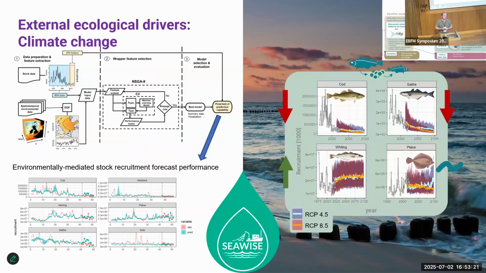Then if we look at the external ecological drivers, we used a machine learning framework to identify what is driving recruitment of important stocks. And we also looked at the predictive power of our models, so not just the fit to historic data. And in the end, we identified a clear negative effect for cod and saithe. It's really going down, the productivity, a positive effect for whiting, and for flatfish stocks like plaice, it was more undecided.